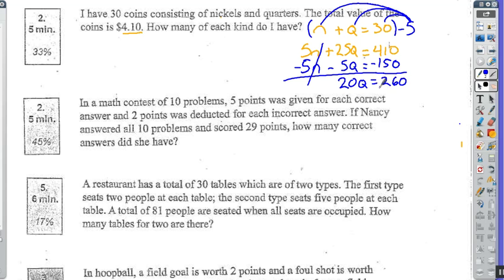Well, obviously if I divide this by 20, I will get the number of quarters. So that's 13. So I have 13 quarters. How many nickels? If I have 30 total coins and 13 of them are quarters, then 30 minus 13 is 17.